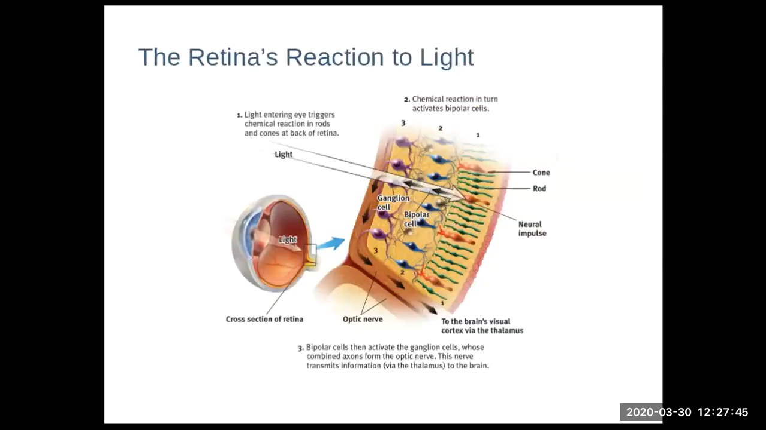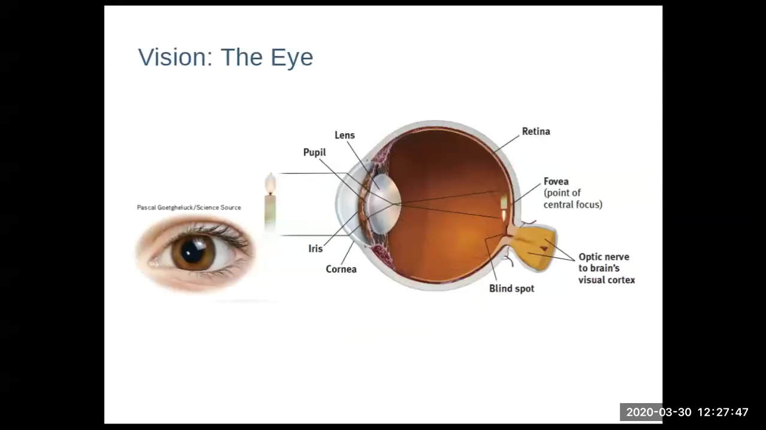So if I go back really quick, a couple slides, here you can see the fovea is the point of central focus. That's where the majority of the cones are. The rods are going to be in the retina all around on the periphery. So cones equals color, cones equals clarity, cones equals center of the retina or central focus in the fovea.